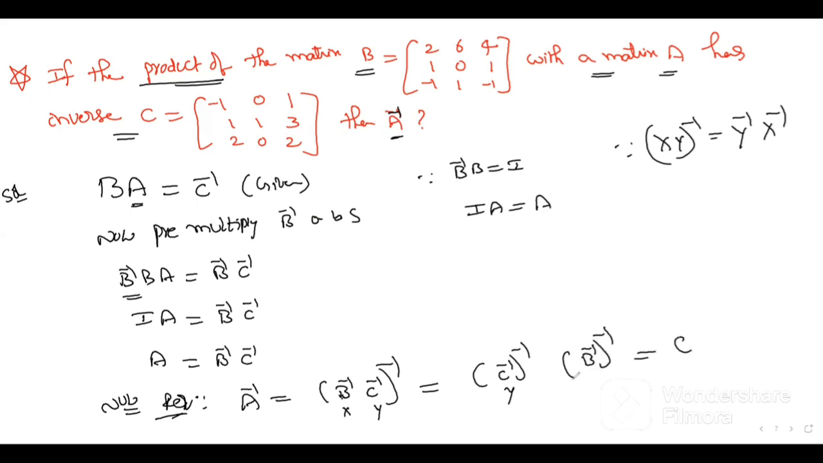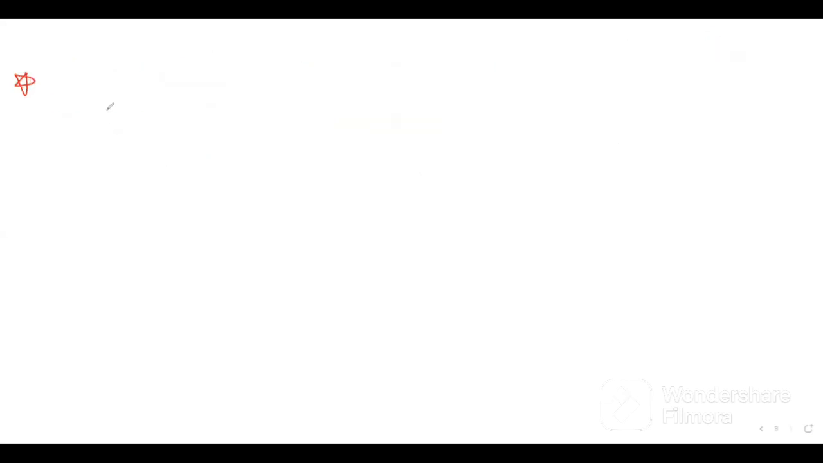What we get here? CB. C inverse whole inverse is nothing but C. B inverse whole inverse is nothing but B. Now, A inverse we get CB. From the statement, the two matrices C and B are given, so direct multiplication, C into B. Therefore, A inverse is equal to CB.